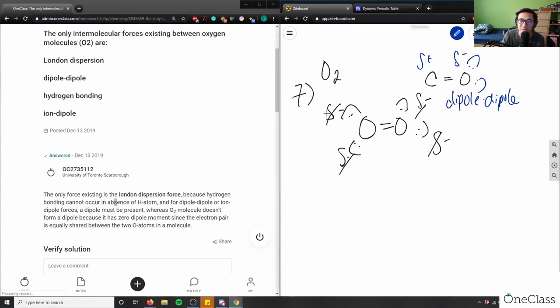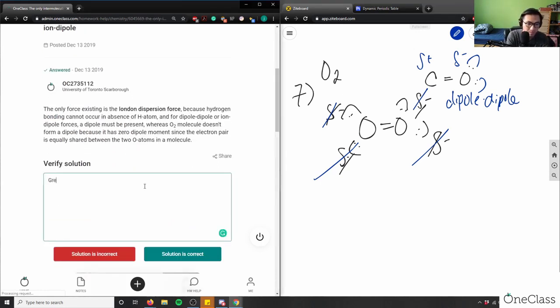So like I said before, the dipole moments here are canceled because there is an equal amount of lone pairs on both sides. So this here is only London dispersion. So this here is the correct answer. Great answer and solution.